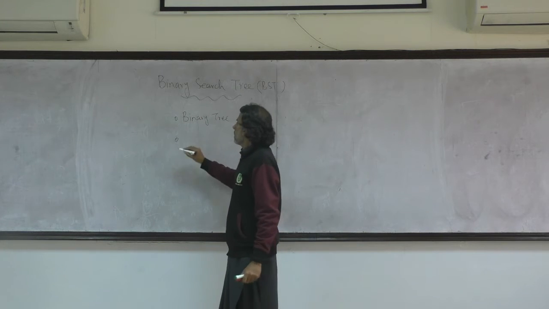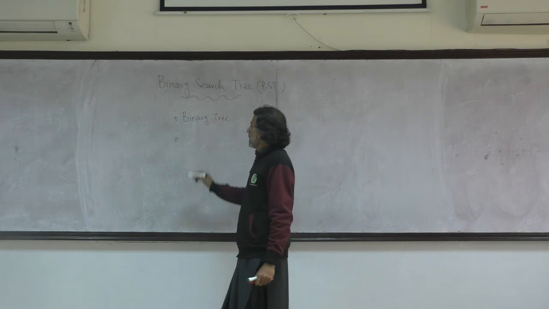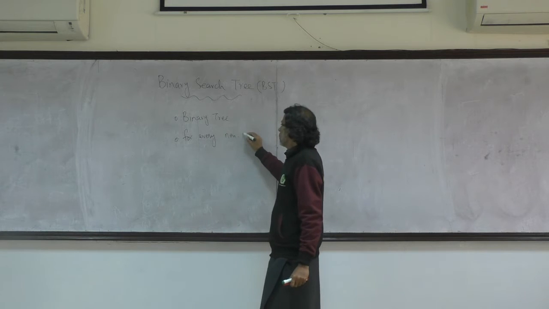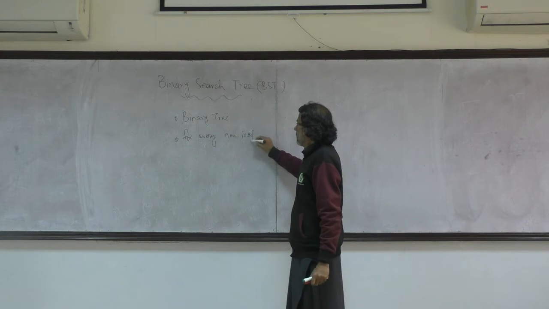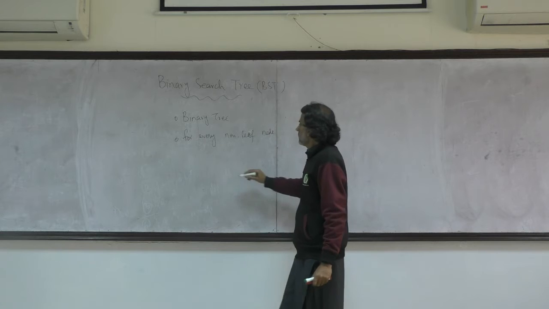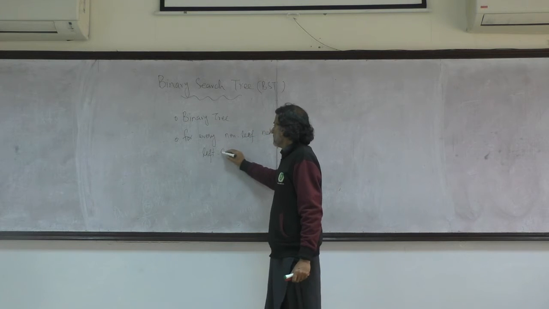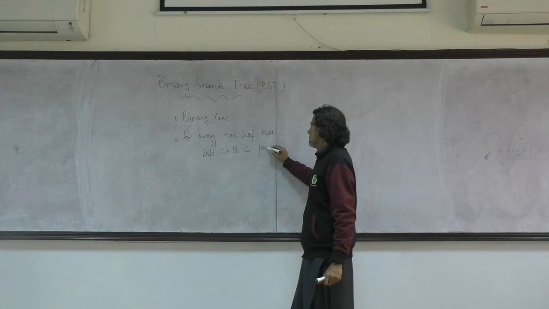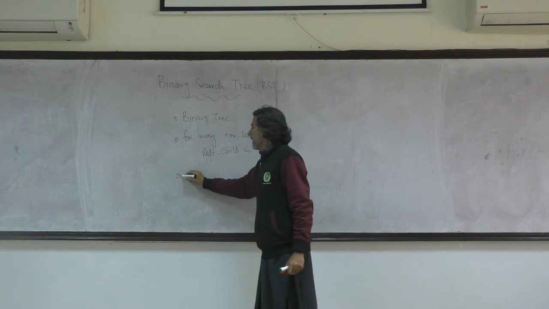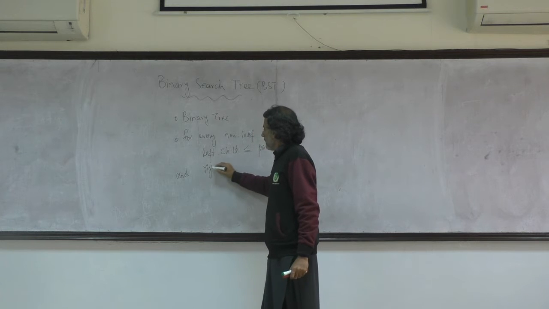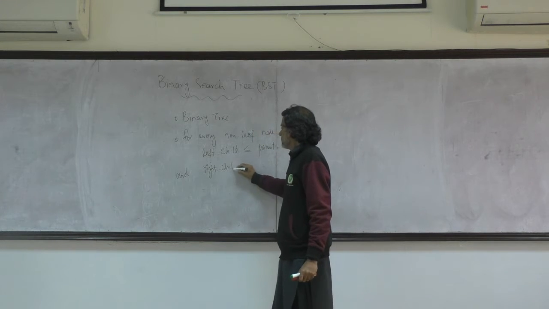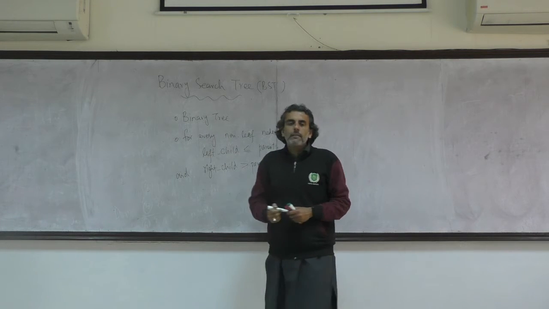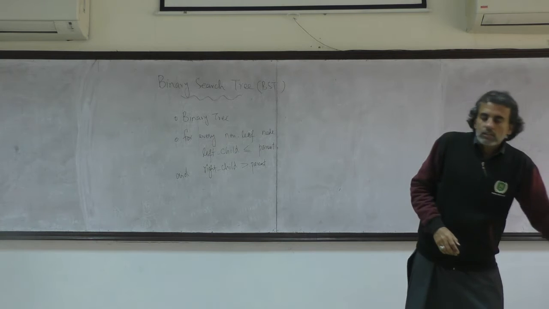The second condition on binary search trees is that for every non-leaf node, the left child has a value smaller than or equal to the parent, and the right child has a value greater than the parent. So this is the fundamental definition of the binary search tree.